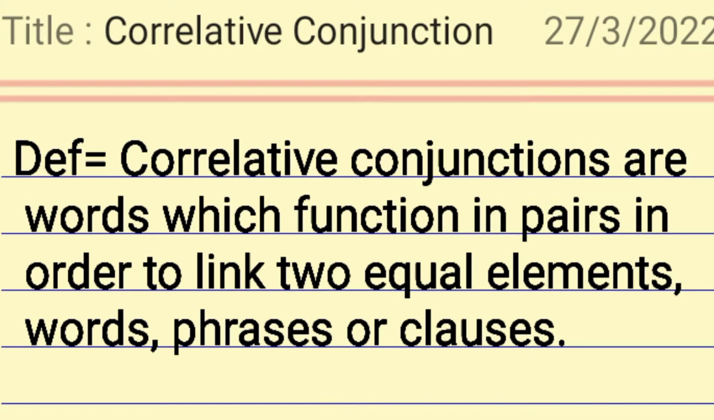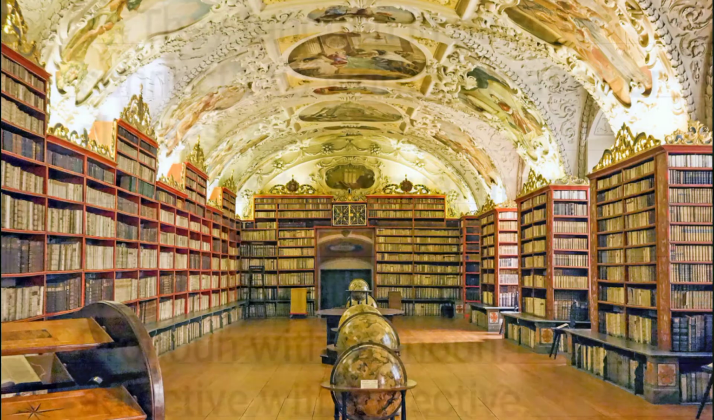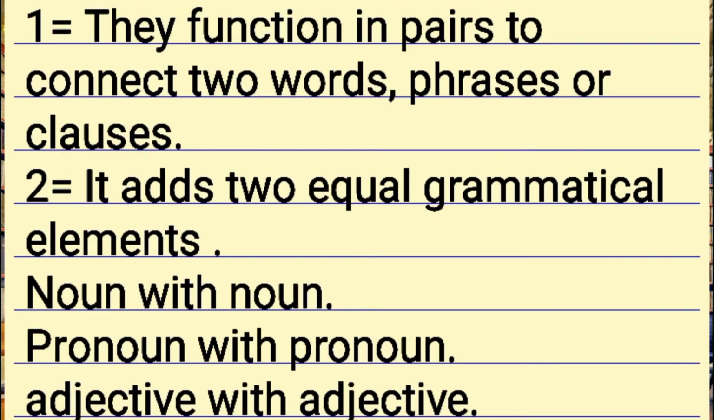There are two important ideas about correlative conjunctions. You need to keep them in your mind according to this definition, right? The first idea is that correlative conjunctions function in pairs to connect two words, phrases, or clauses. The next idea is that it adds two equal grammatical elements. Two equal grammatical elements mean that it adds noun with noun, pronoun with pronoun, adjective with adjective.